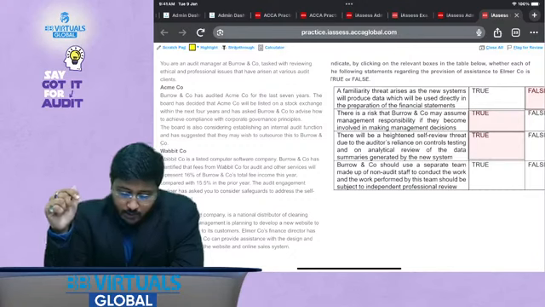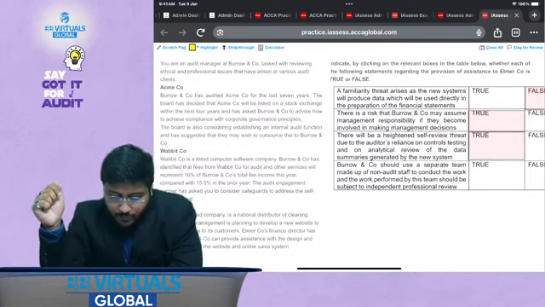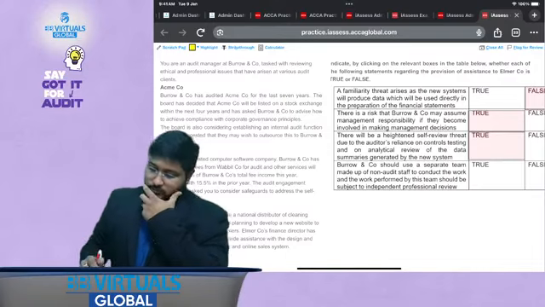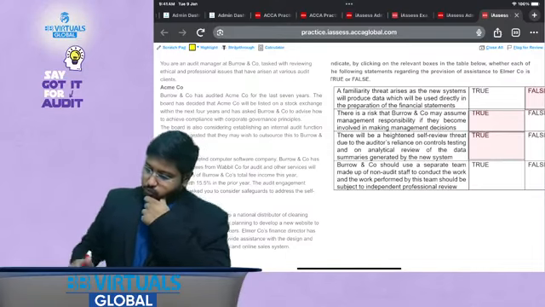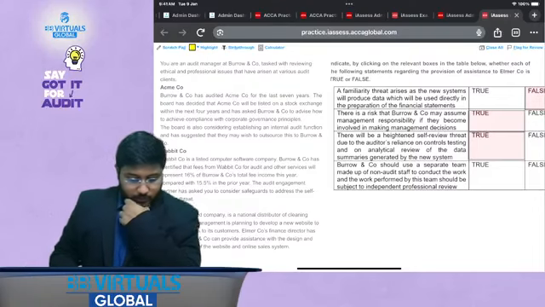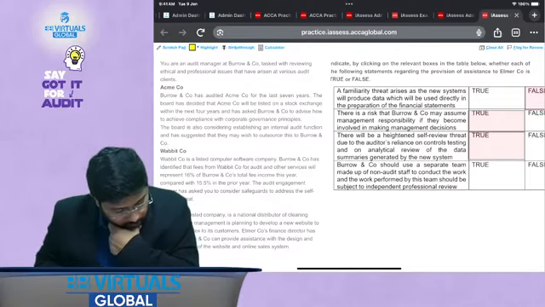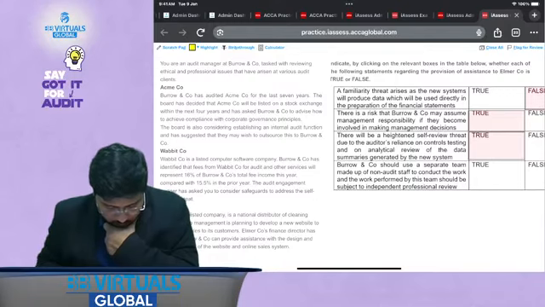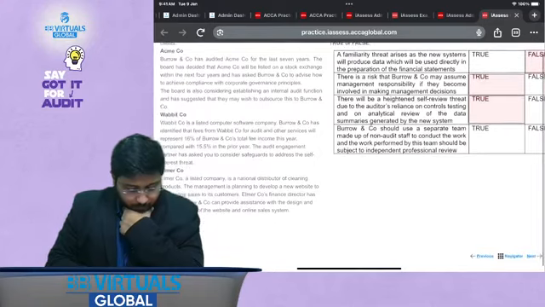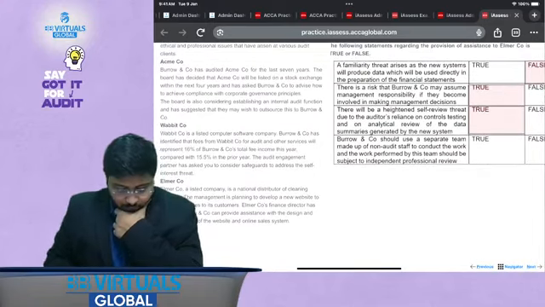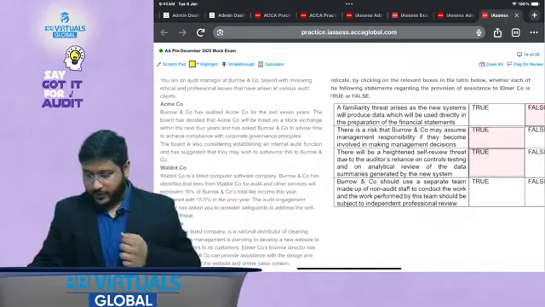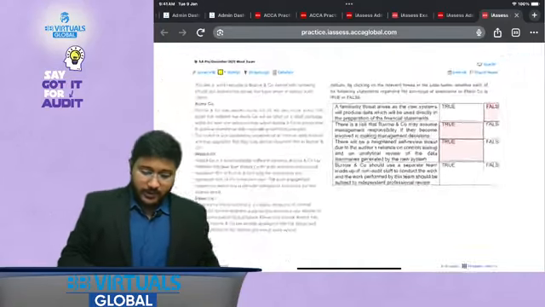So yes, true. Now, Borrow and company should use a separate team made up of non-audit staff to conduct the work, and the work performed by this team should be subject to independent professional review. So now this should be something that we need to solve. As of now, we do not know, because it depends on whether it is a listed company or not. That is very, very important. It should be evaluated if this is a listed company or not. We'll have to read the question first, and then we will have to discuss it. So this is something that I have marked we need to solve as of now. Okay, now let's read the case study.